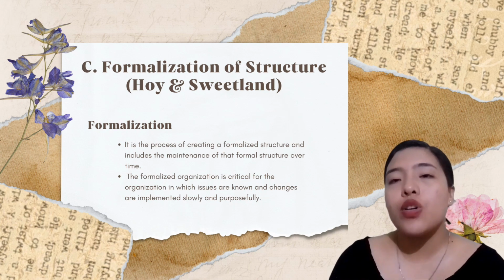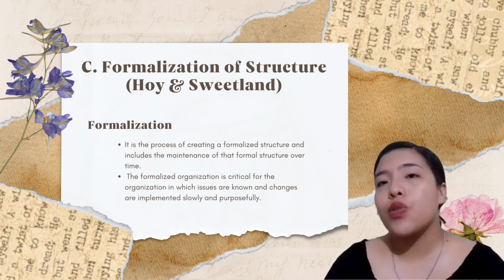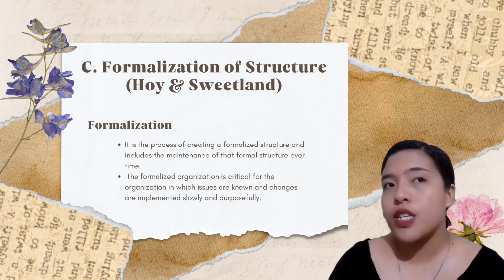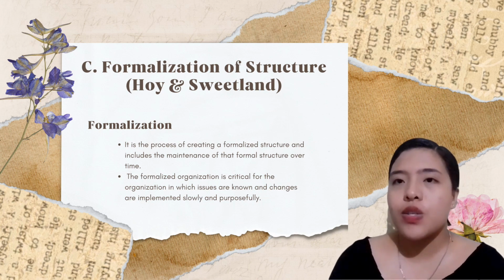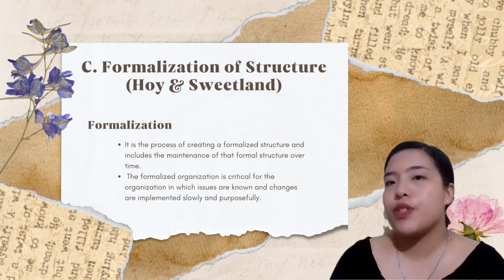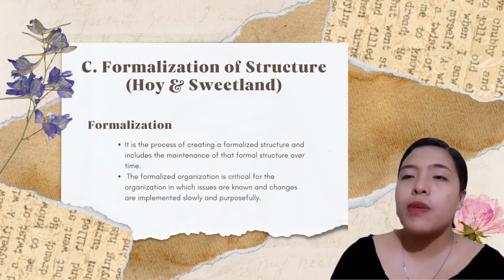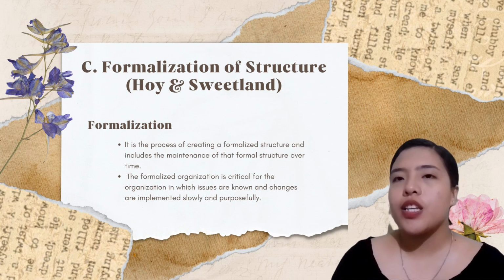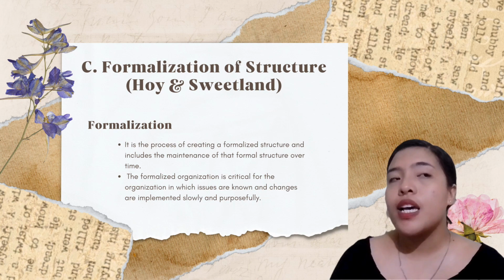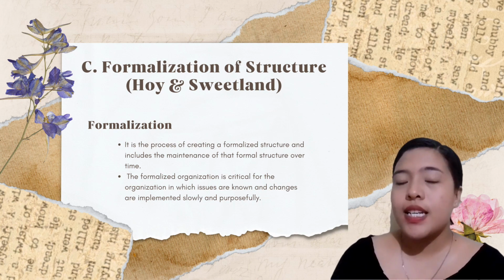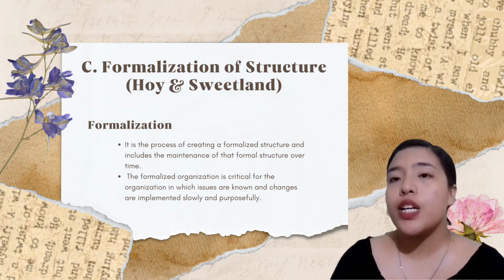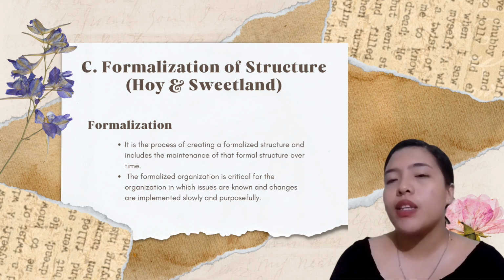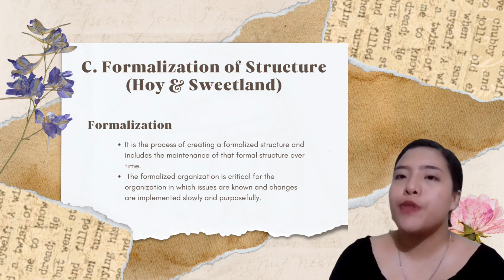It is actually also considered as a formalized organizational structure which focuses on roles and positions rather than the people in the positions. Formalization of an organizational structure is commonly initiated in an attempt to rationalize the decision-making process. The formalized organization is critical for the organization in which issues are known and changes are implemented slowly and purposefully.